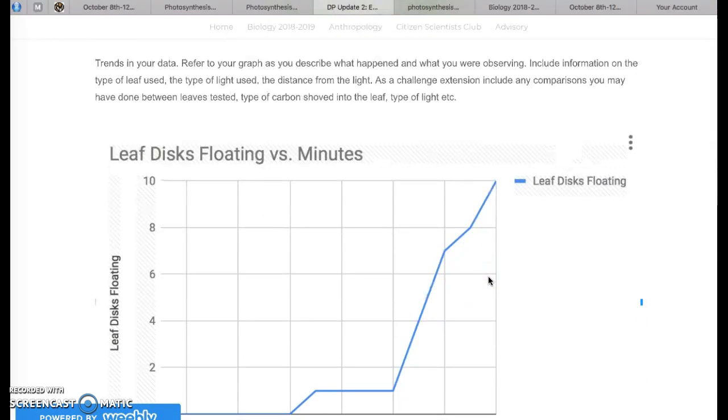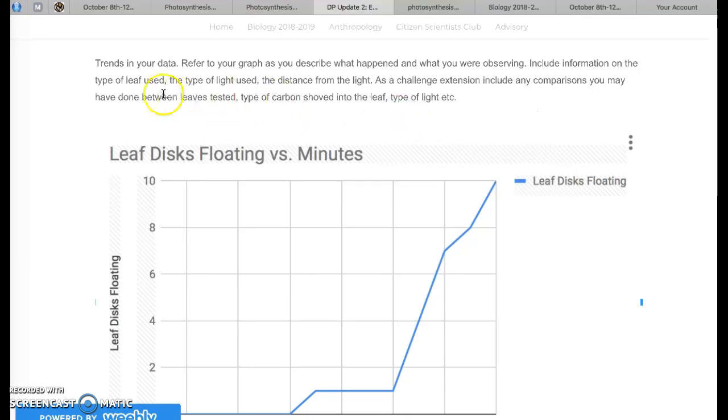And then down here, we talk about our results. You can talk about trends in your data. Describe what happened and what you were observing. You may include here that you didn't get to see the leaves floating, or you did, or maybe some other interesting things that you noticed. So Annika came up with the idea that maybe the temperature of the water could affect how long it takes for the leaves to float. There could be a lot of different things going on here.